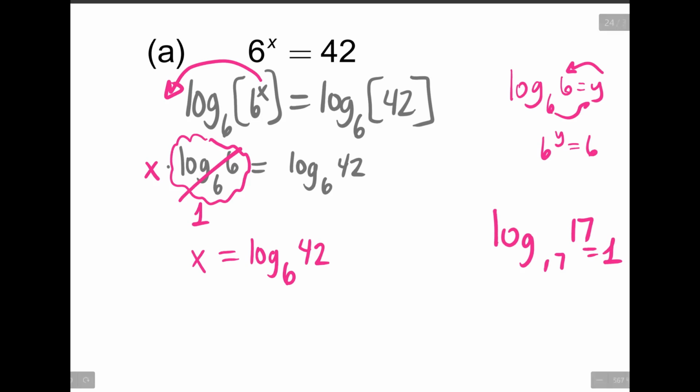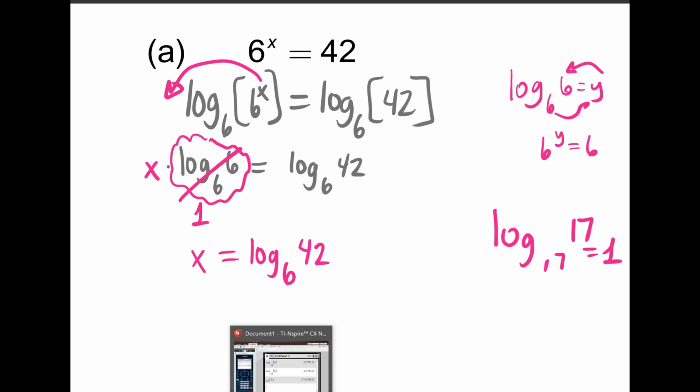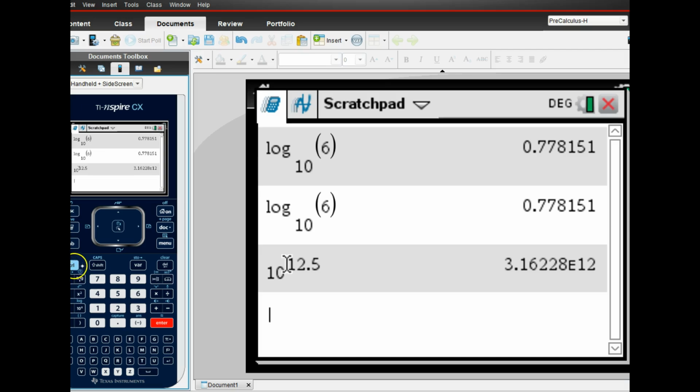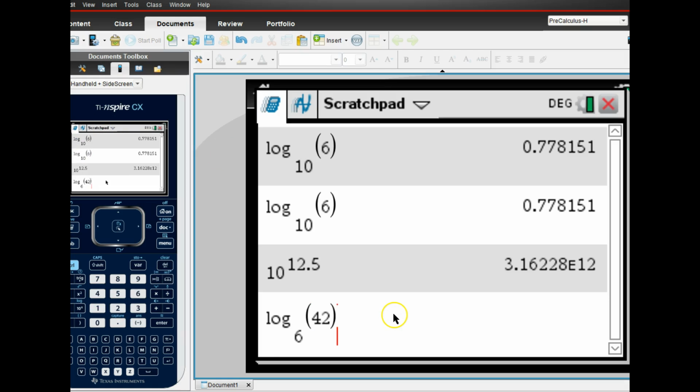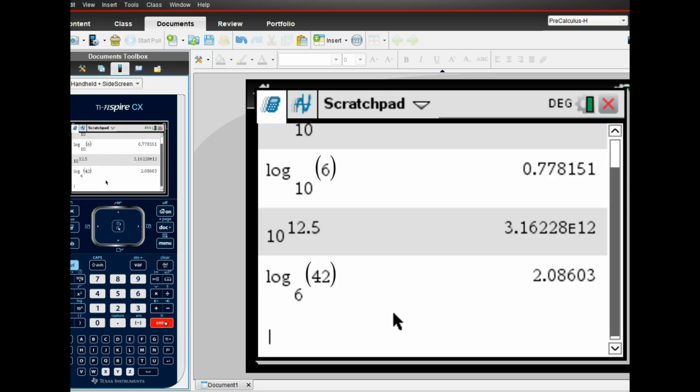So we rewrote it. Now if I put in log base 6 of 42 in your calculator, you can solve this. So control, 10 to the x. All right, so log base 6, you can fill in what base we want. We want the base to be 6. And then of 42. So you just fill this in on your calculator, push enter, and it gives you the answer. It's beautiful. Your calculator does the whole thing for you.